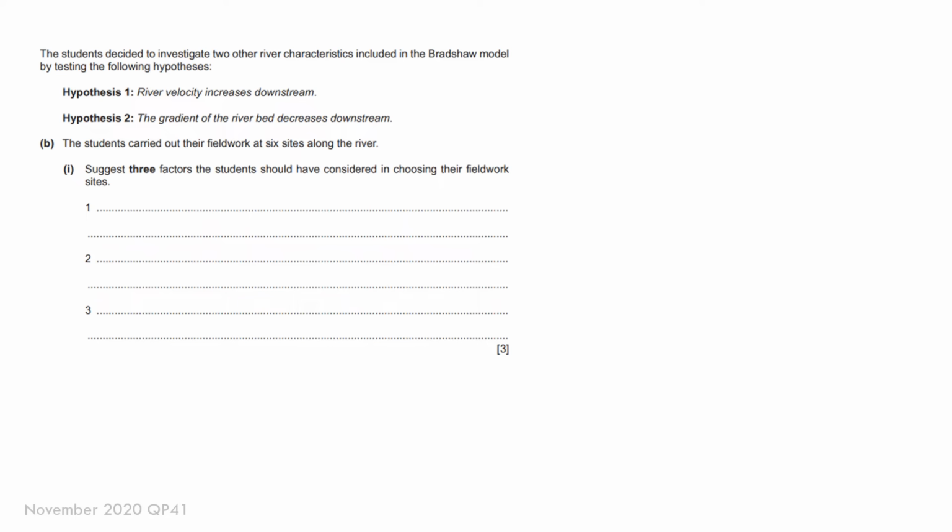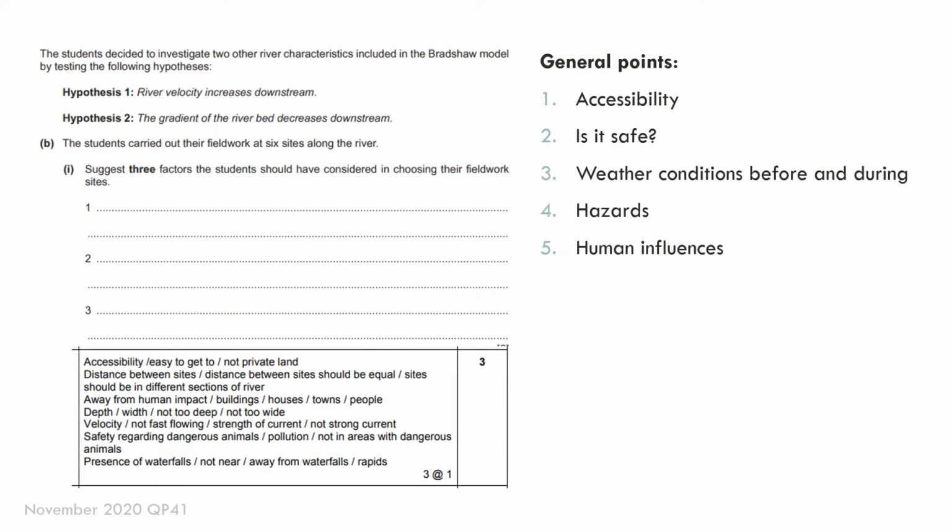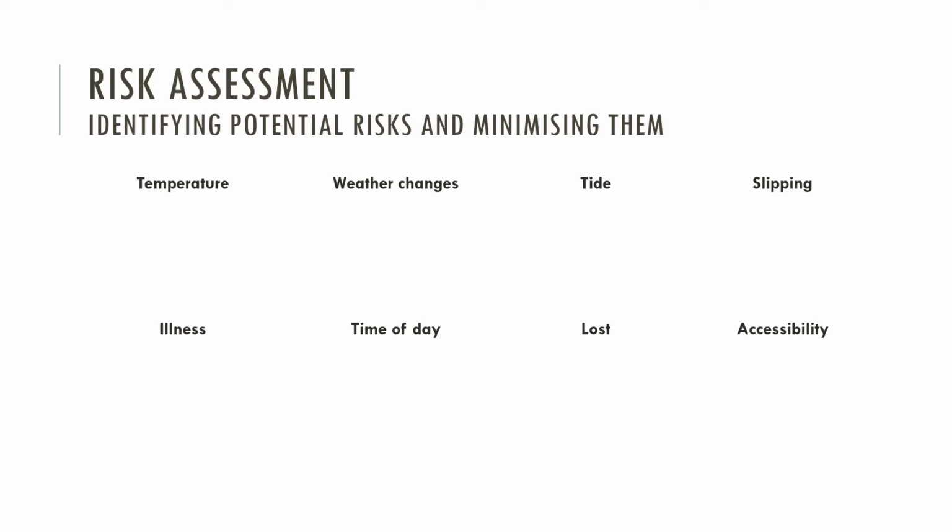So, similar questions that might be asked in terms of this. And this is kind of tied in a little bit of risk assessment, so I'm going to be repeating myself a little bit. It's just 3 factors the students should consider in choosing their fieldwork sites. So again, is it safe, the weather conditions before and during, hazards, human influences, all these various factors like that. Okay, and I've sort of summarised them nicely into this question, summarised the key things to consider in the mark scheme. So do include these into your notes.